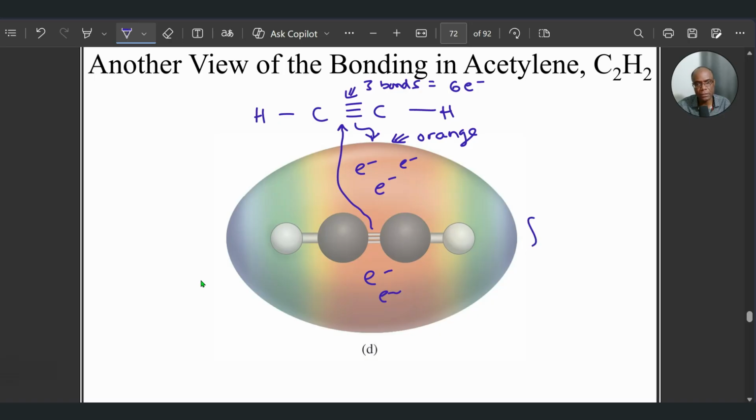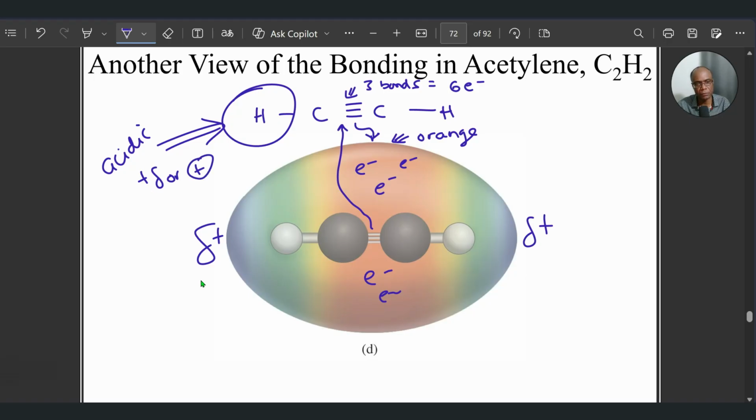And the blue is going to be the side where you have partial positive charges. And in fact, that hydrogen at the end is acidic. Usually acidic species have partial positive charges or full positive charges. The terminal hydrogens are acidic, which is why it's blue.